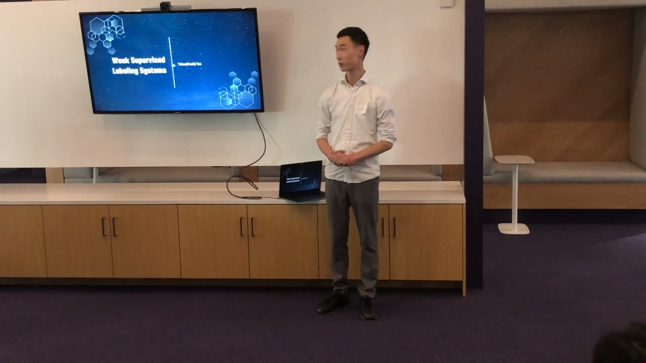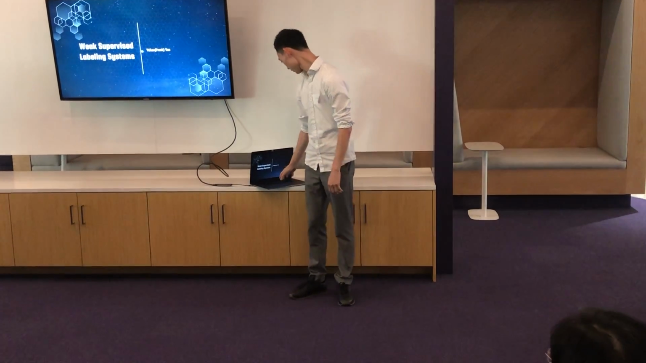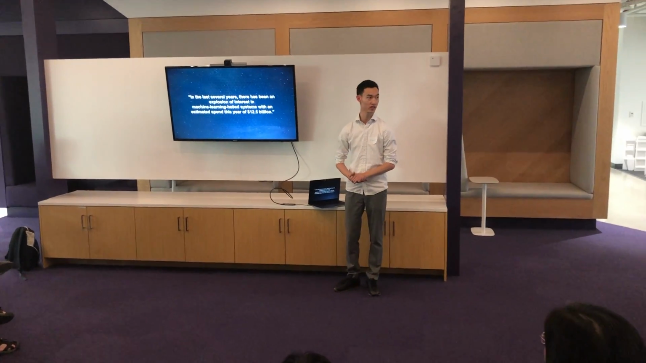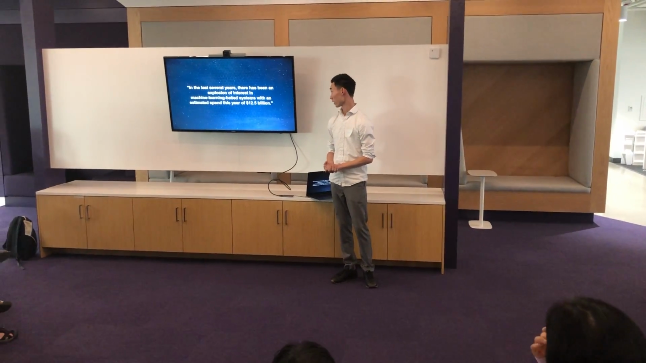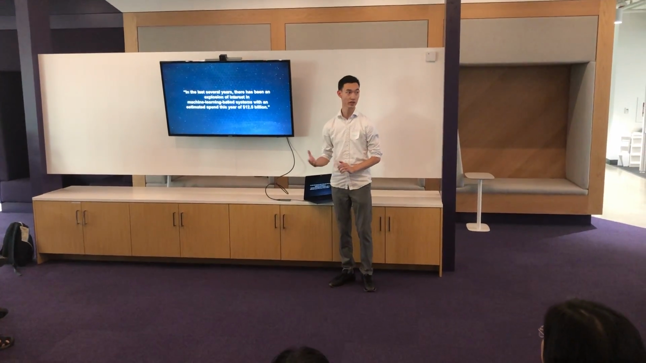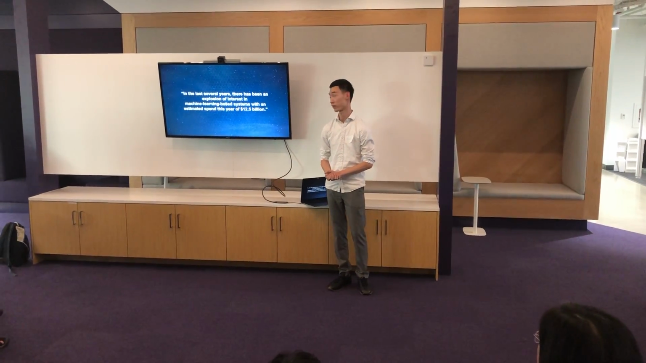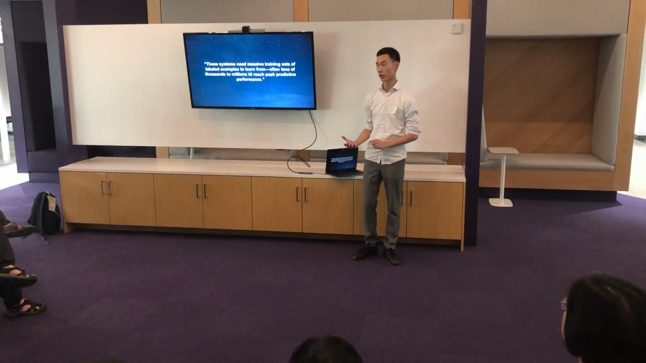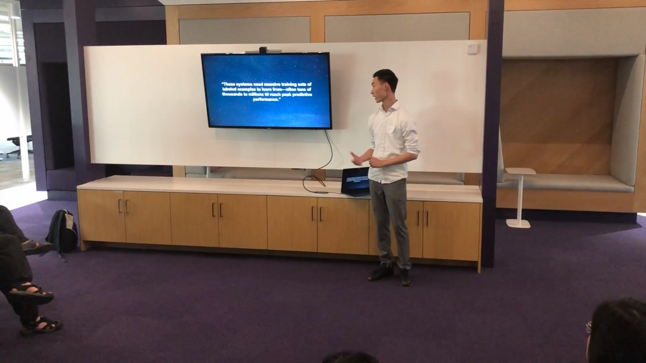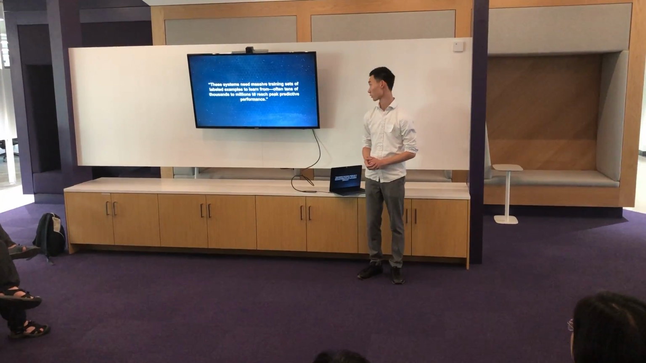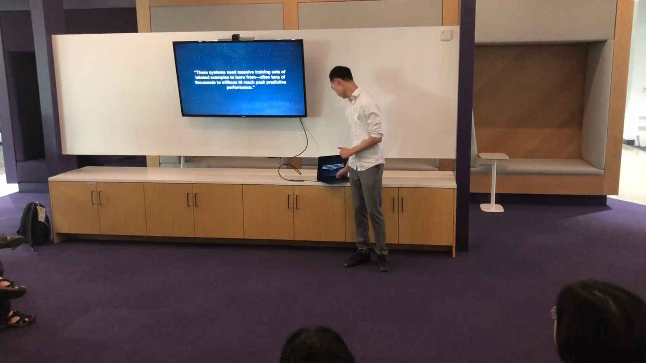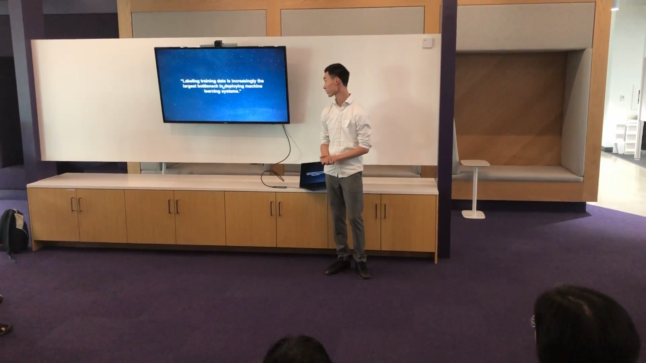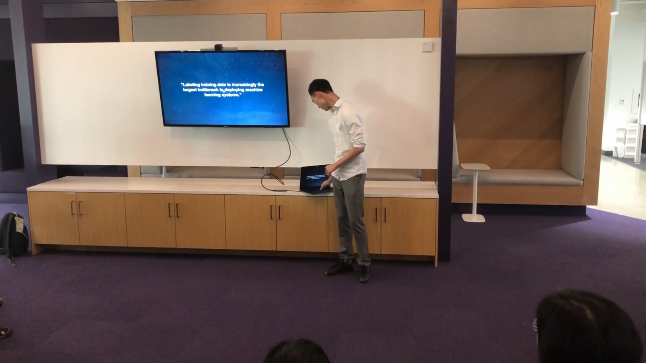So today our topic is about weak supervised labeling systems. As we all know, in the last several years, machine learning systems have seen an explosion of interest, with an estimate of over $12 billion of spending this year. And these machine learning models require a huge amount of training data in order to work. Research has shown they need at least tens of thousands or even millions of examples to reach peak predictive performance. And labeling training data is increasingly the hardest bottleneck in deploying machine learning systems today.